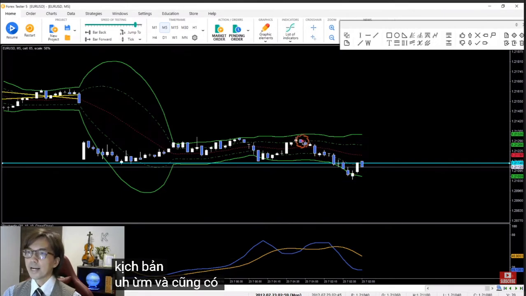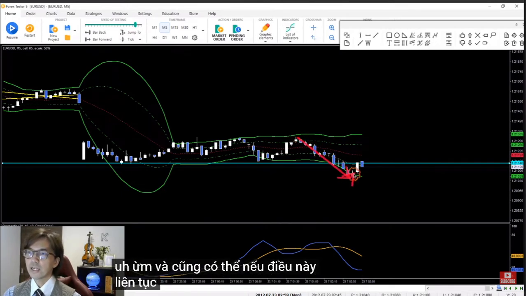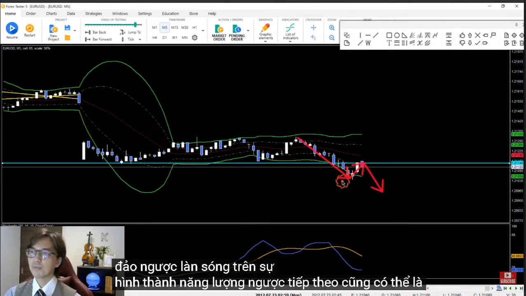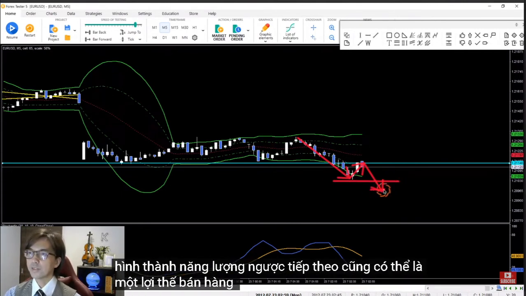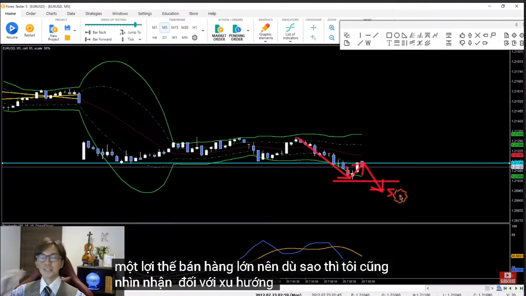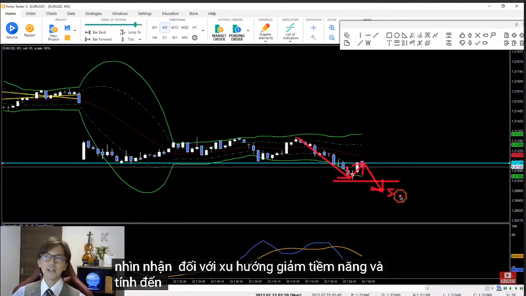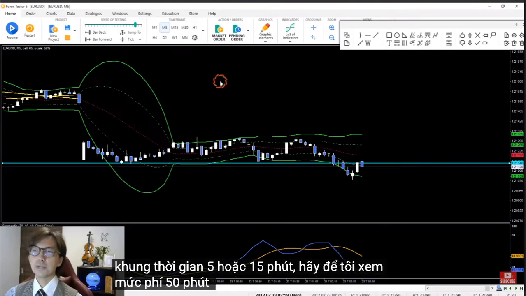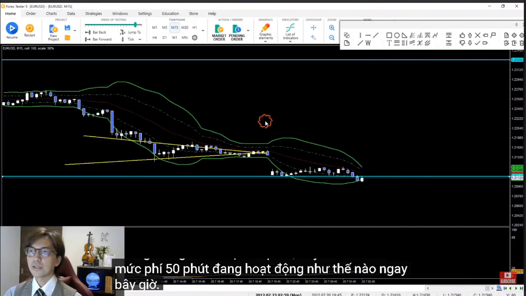And also, if this is going to be a continuously reversing wave, the next reversing wave formation could be a great selling edge as well. So anyhow, I look for the potential downtrend and take a sell when it happens in the 5 or 15-minute time frame. Let me see how the 15-minute chart is behaving right now.